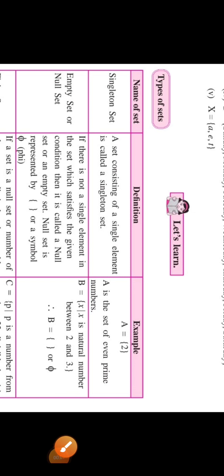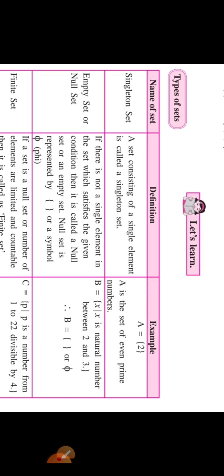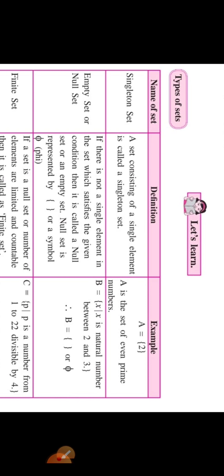Students, in our last class, we have learned types of sets. Let's quickly revise what are the different types of sets. First is singleton set. A set consisting of a single element is called a singleton set. For example, A is a set of even prime numbers, that is A equals {2}.